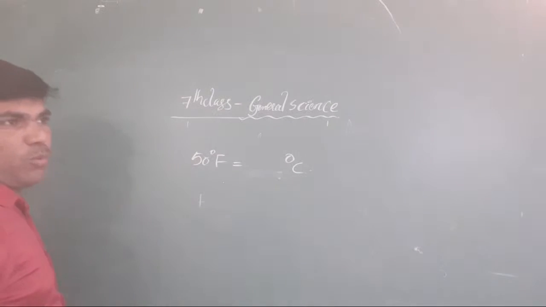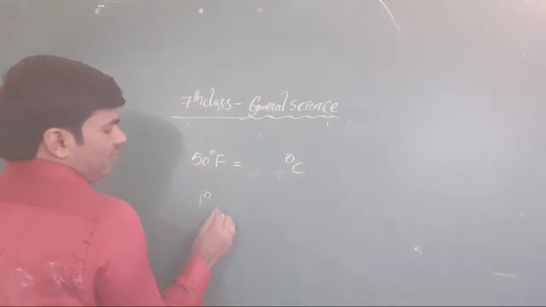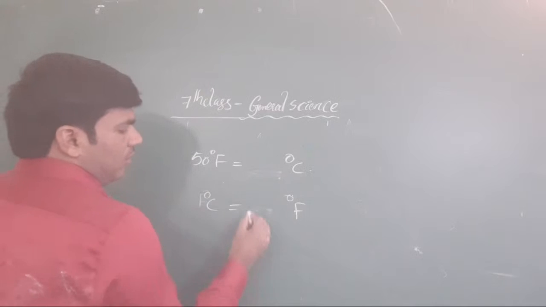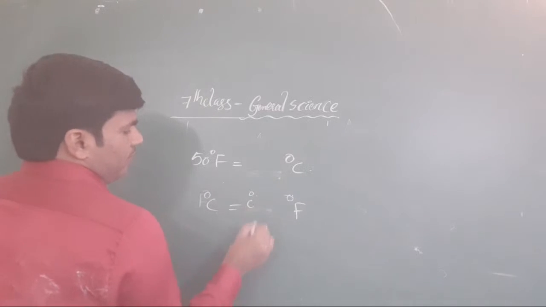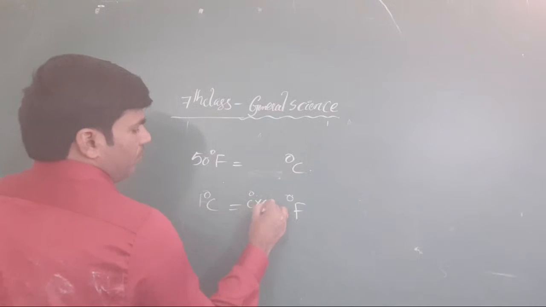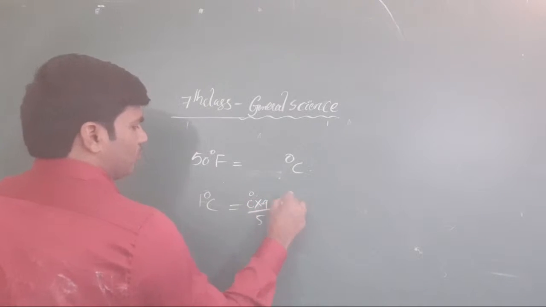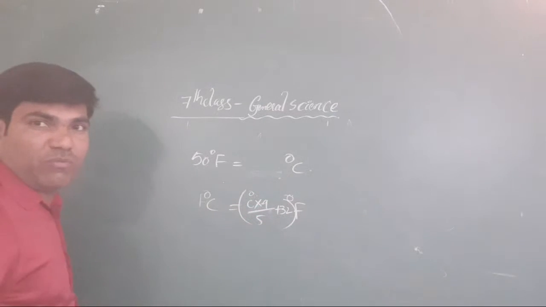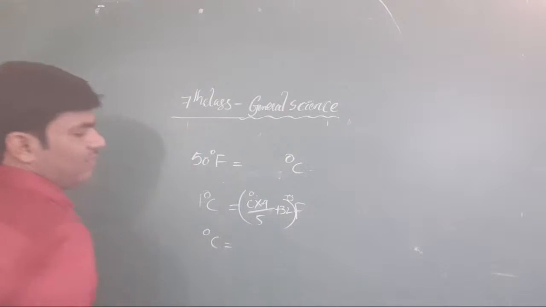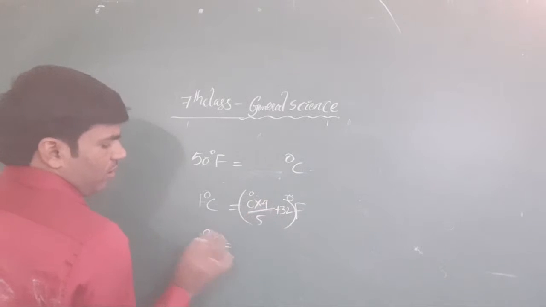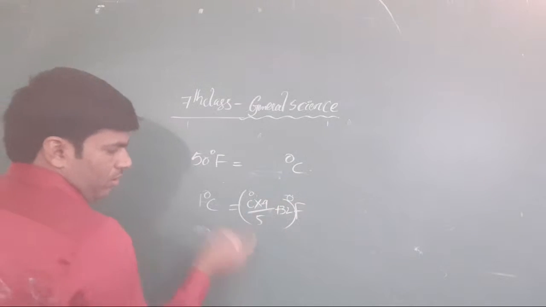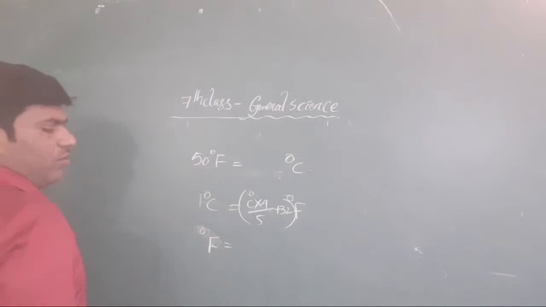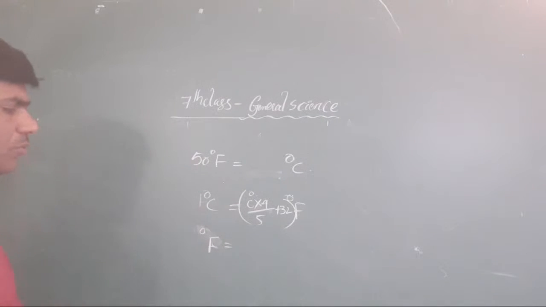There are two formulas I provided for you. Degree Celsius is converted into Fahrenheit: you have one formula. Degree centigrade into 9/5 plus 32 becomes Fahrenheit. Now the conversion is from 50 Fahrenheit given here. Clear or not, all of you? In the opposite manner you have to take here.